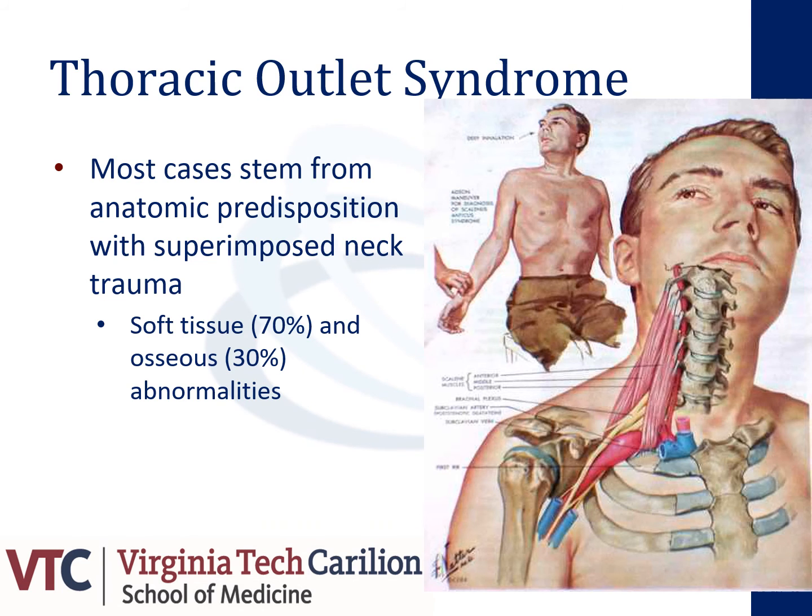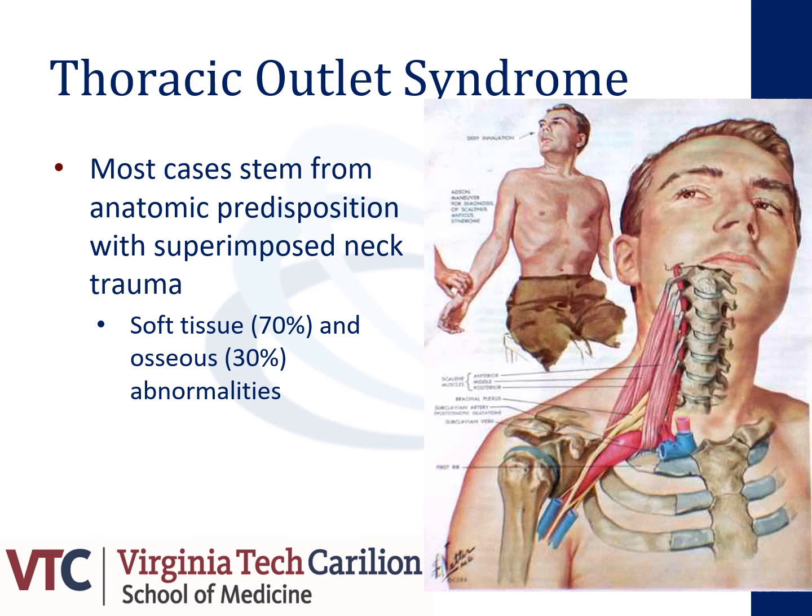Most cases of thoracic outlet syndrome stem from an anatomic predisposition with a superimposed neck trauma. This anatomic predisposition can either be a soft tissue or an osseous abnormality, where soft tissue abnormalities are the more commonly encountered entity. Muscular trauma can consist of injury to the scalene or pectoralis minor muscles, leading to possible tearing, fibrosis, contraction, or hypertrophy. It is hypothesized that these elastic changes to the muscle fibers contribute to the dynamic compression of the neurologic structures.